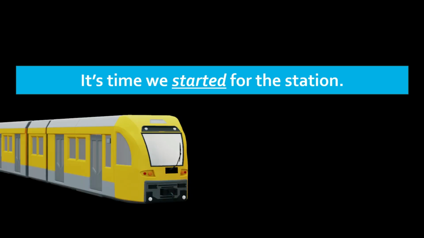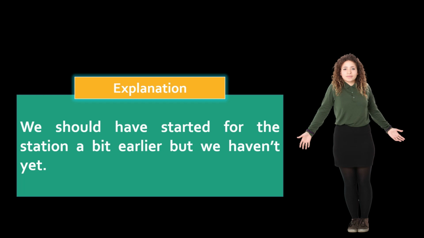Let's have a few examples to understand this better. Look at this sentence: It's time we started for the station. Look at the structure: it's time, we, subject, and started for the station. Started is the past subjunctive, the past tense of start. What is the meaning here? The meaning is we should have started for the station by now, a bit earlier, but we haven't yet. It's already late. Even though the structure is in the past tense, we are still talking about present or future.